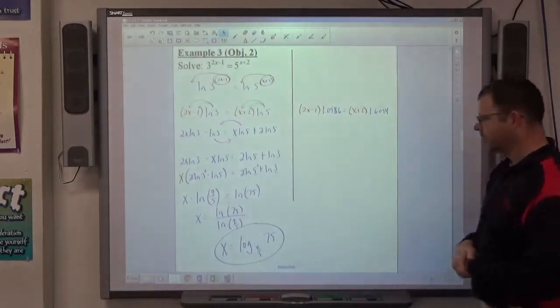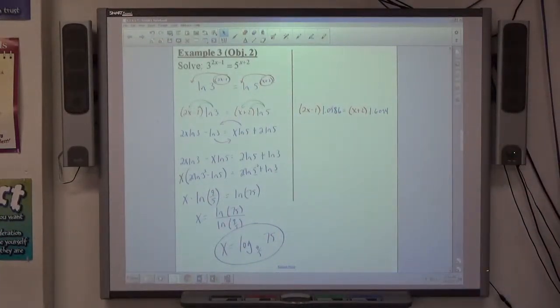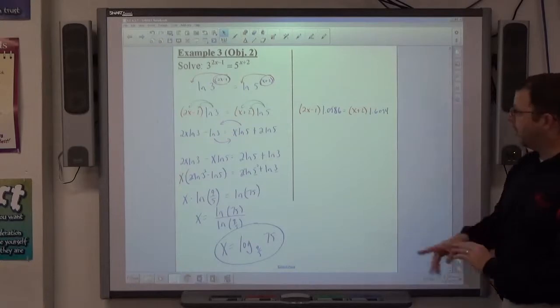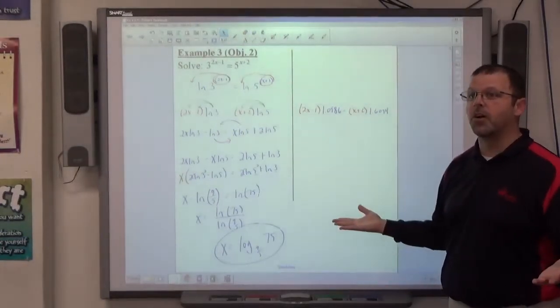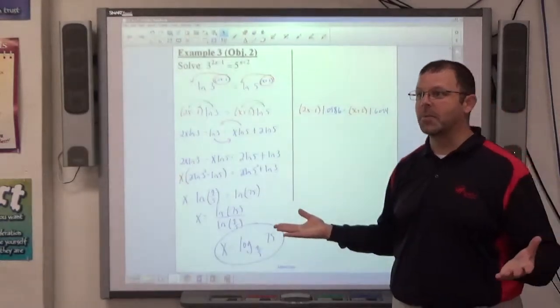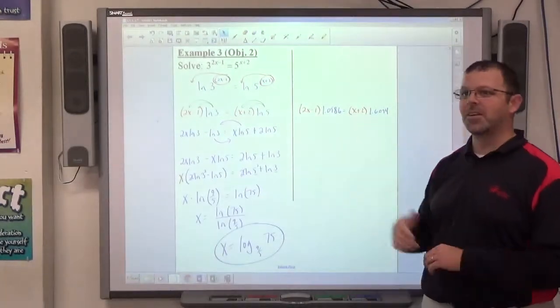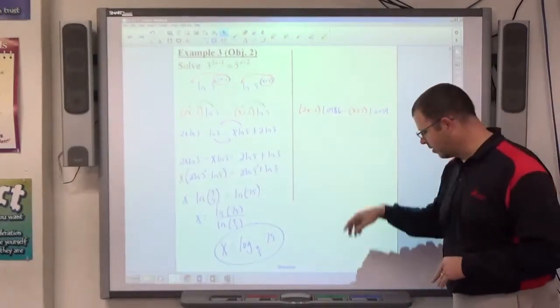There we go. So again, if it's asking for an exact answer, that's what I'm looking for: log of some number, base some number. All right. If it's looking for an approximate answer, which is the default in my opinion. Okay. If it doesn't specify find me the exact answer, I'm going to use the default here. Just know how to do it.